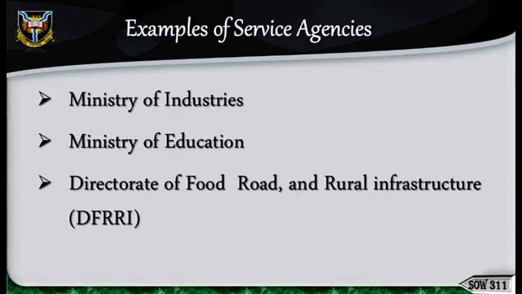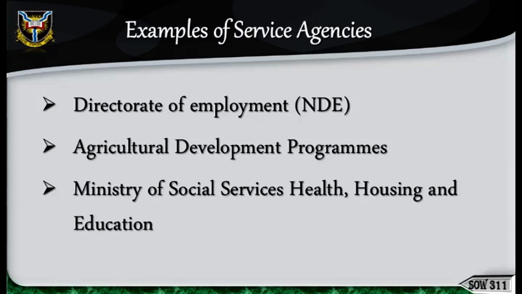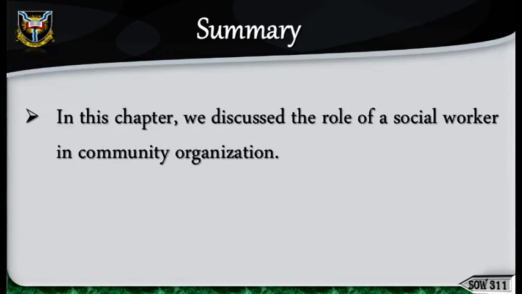Examples of service agencies are: 1. Ministry of Industries, 2. Ministry of Education, 3. Directorate of Food, Road and Rural Infrastructure, DFRRI, 4. Directorate of Employment, NDE, 5. Agricultural Development Programs, and 6. Ministry of Social Services, Health, Housing, and Education.